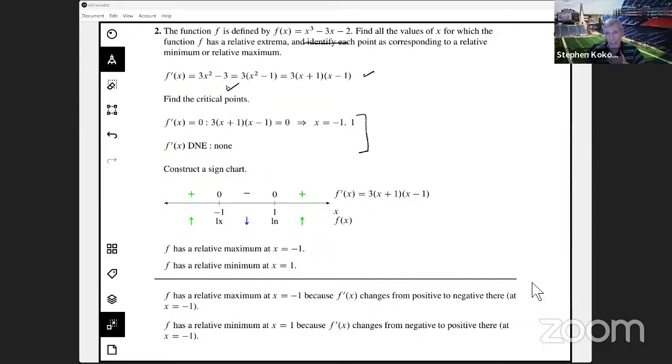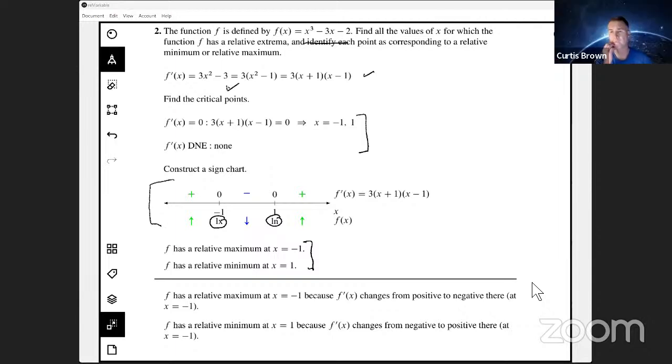In my class, I believe that sign charts are wonderful notation. And I allow my students to draw a sign chart, a well-labeled sign chart, and I have my own notation for local maximum and local minimum. But I allow a student to draw a sign chart and write this conclusion. There is a relative maximum at x equal -1. There's a minimum at x equal 1. What's the justification in my class? The justification is the sign chart. But for the AP exam, that is not sufficient.